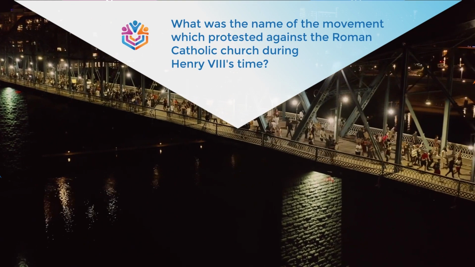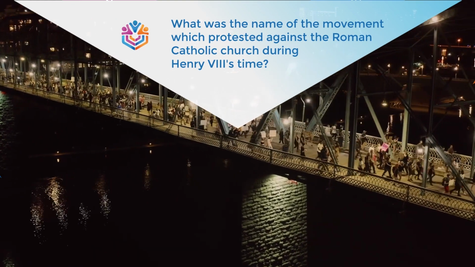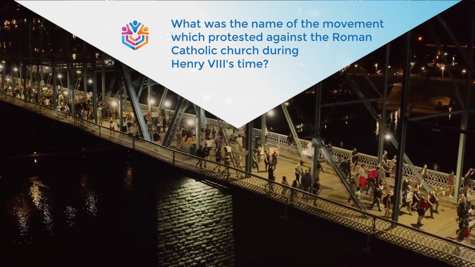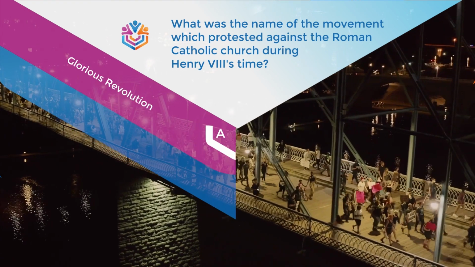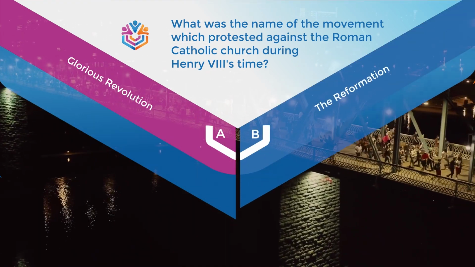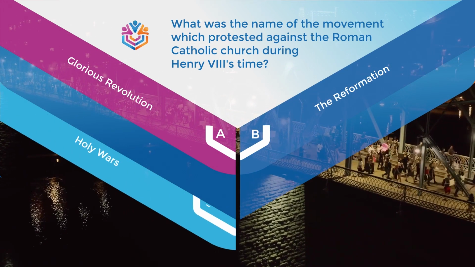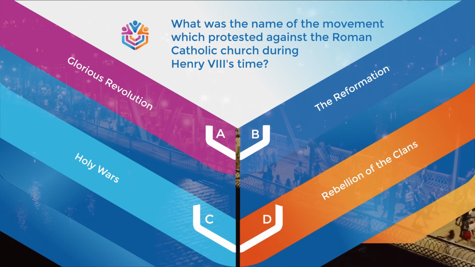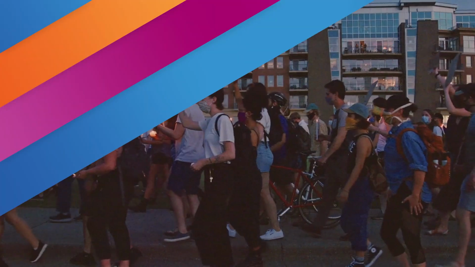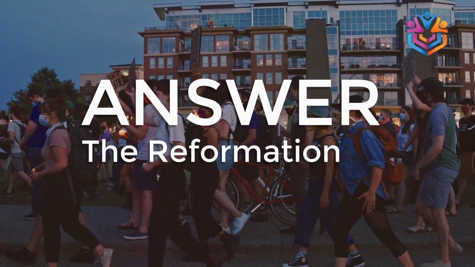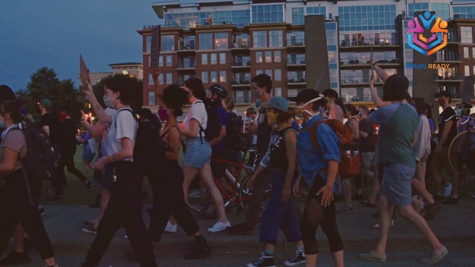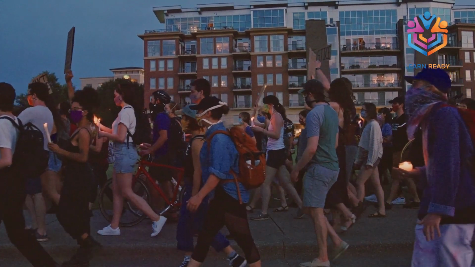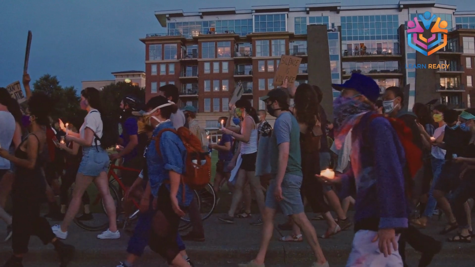18. What was the name of the movement which protested against the Roman Catholic Church during Henry VIII's time? A. Glorious Revolution. B. The Reformation. C. Holy Wars. D. Rebellion of the Clans. Answer: the Reformation. During Henry VIII's reign, the Reformation was happening across Europe. This was a movement against the authority of the Pope and the ideas and practices of the Roman Catholic Church.